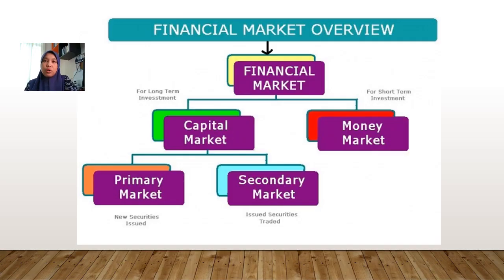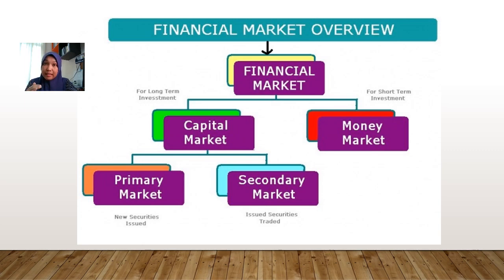So you need to know the financial market overview. Financial market consists of capital market and also money market. And in capital market, we have primary market and also secondary market. Financial market is what we call the whole system of the financial products being offered and traded in the market. So we go into the capital market.